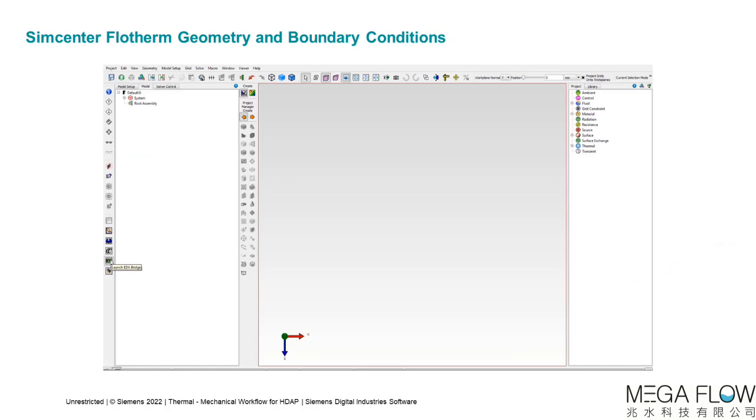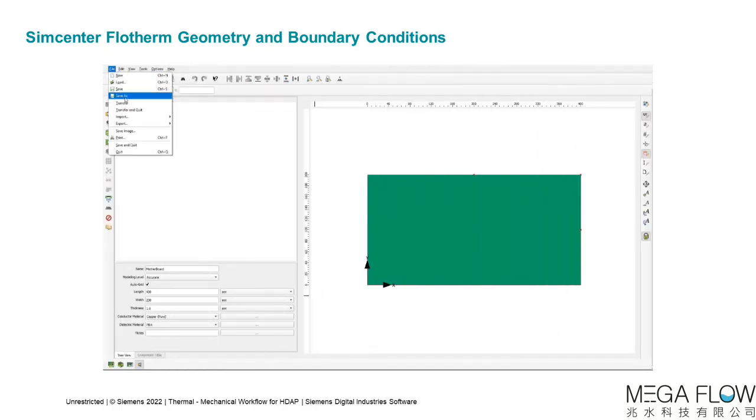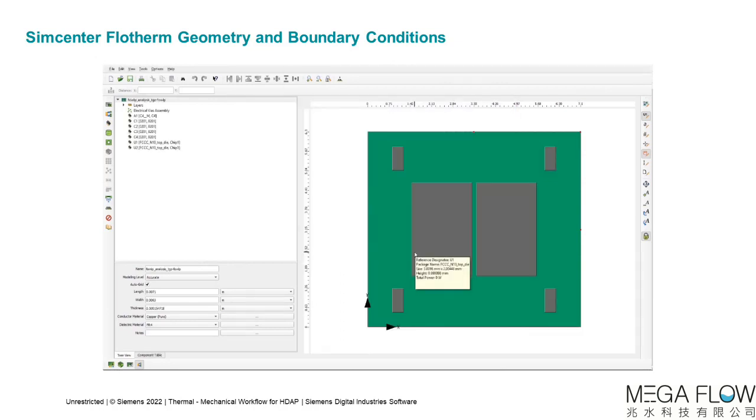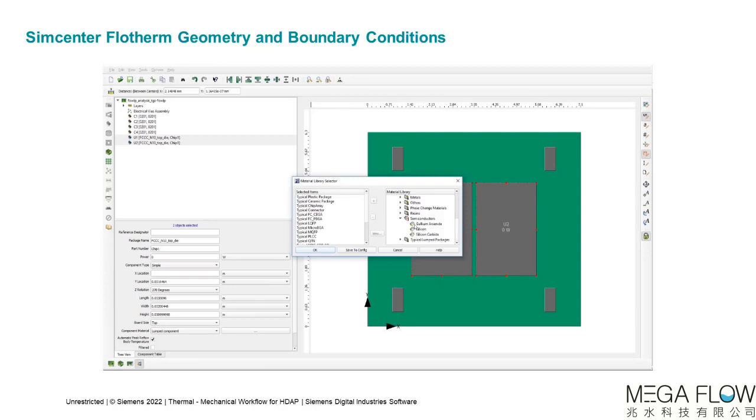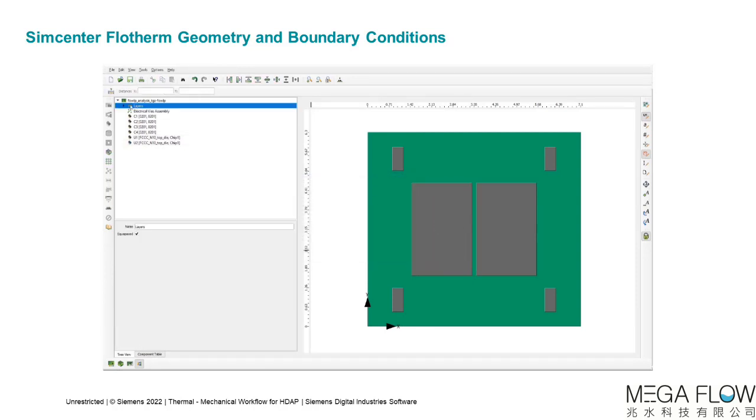Here we have a video showing the Simcenter Flotherm geometry preparation and boundary conditions. Starting in Simcenter Flotherm, EDA Bridge is first opened. With a range of EDA data formats supported, an ODB++ representation of the fan-out wafer level package exported from Expedition Package Designer is selected. U1 and U2 components represent two dies. They are selected and a silicon material is applied to both.